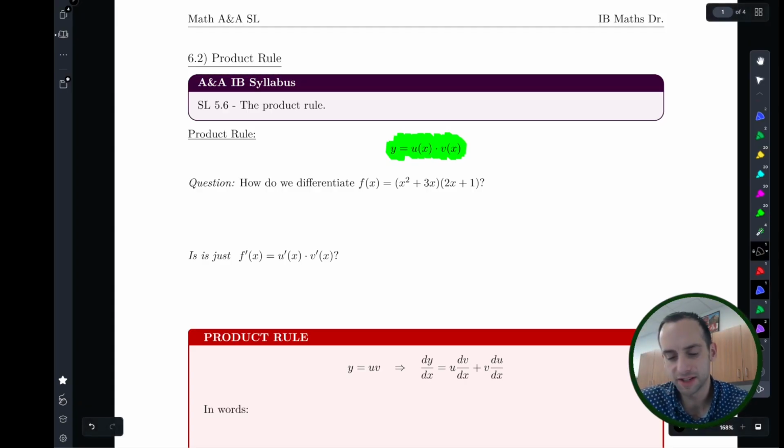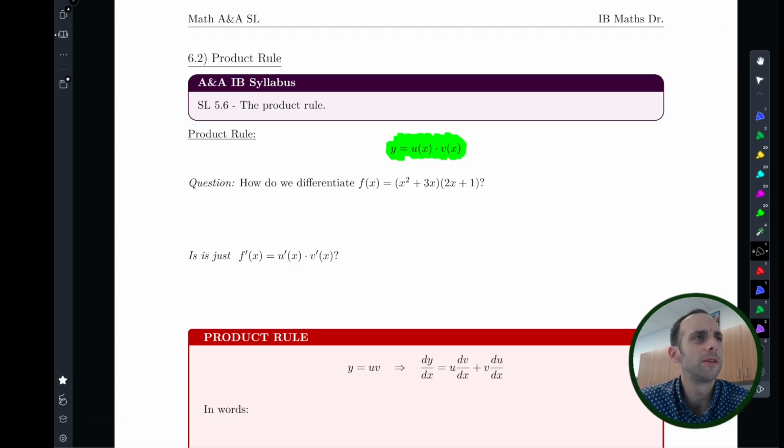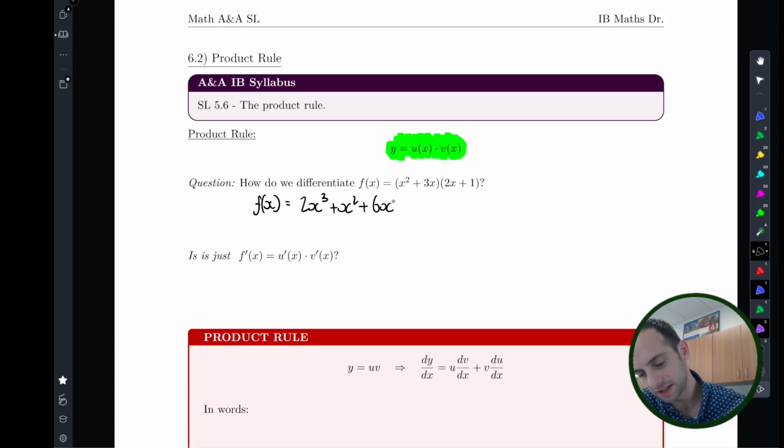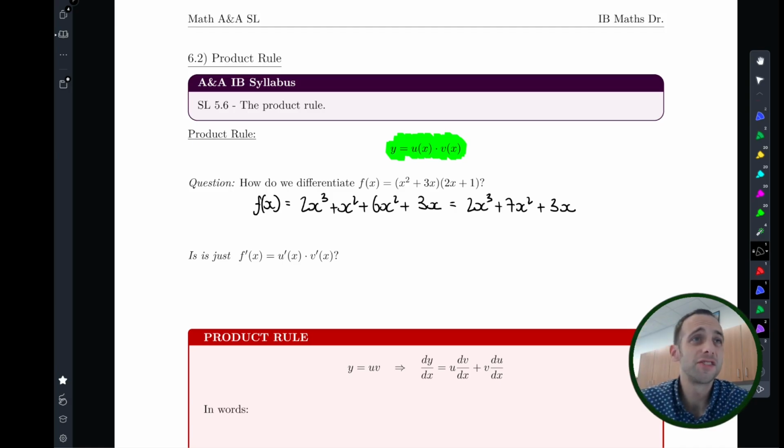And we're going to begin with a little investigation with essentially a factored polynomial and talking about how we might differentiate this product right here. So we know from the previous unit that we can actually remove this product by multiplying this out and turning it into a polynomial in standard form. So if we do that, we'll get f of x equals 2x cubed plus x squared plus 6x squared plus 3x. And we can simplify that by combining the two middle terms to 2x cubed plus 7x squared plus that 3x. Now this is just multiplying out.